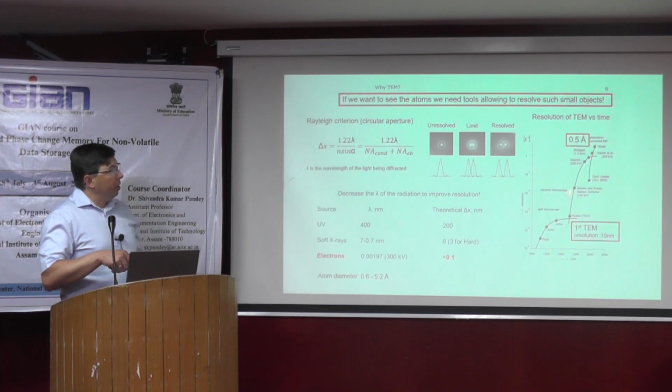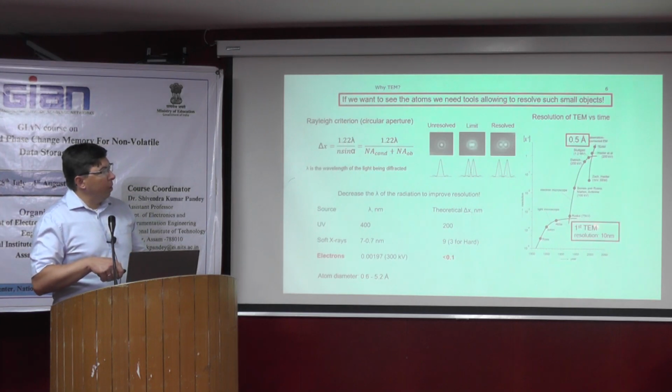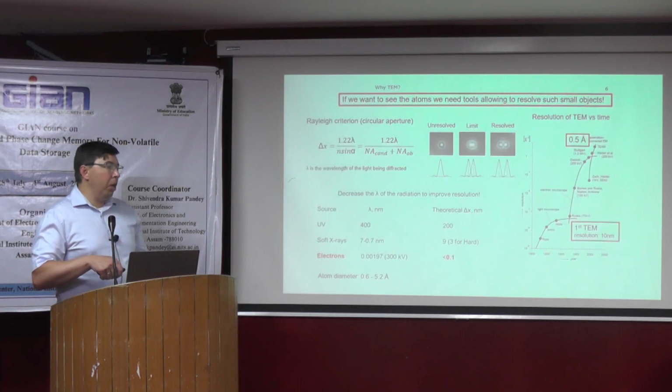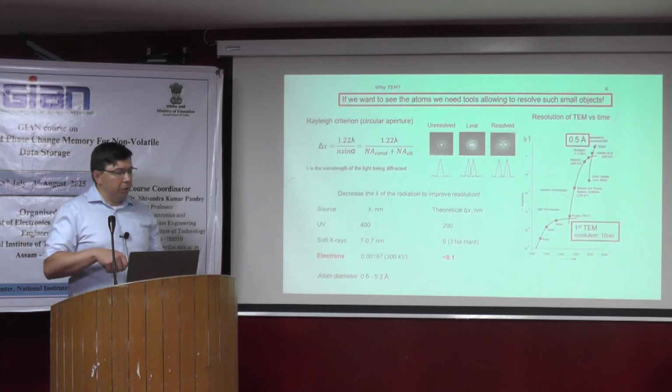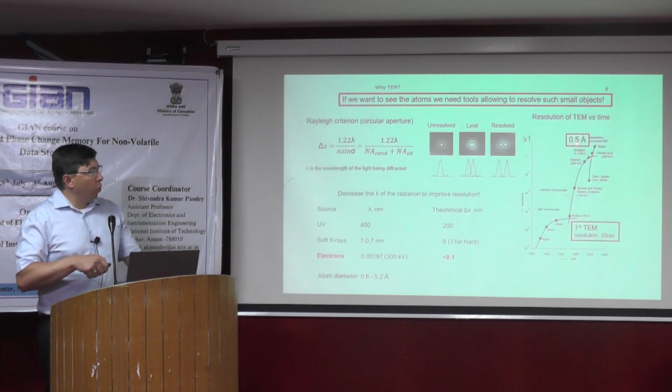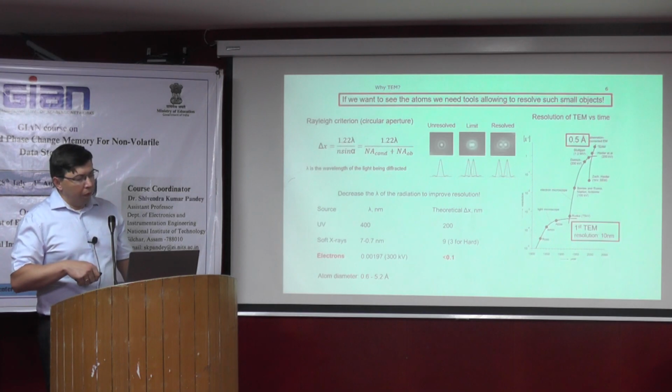And then after here there was a little bit of improvement in resolution, and then in this year Harald Rose introduced aberration correction. The first TEMs had a resolution of about 10 nanometers. It was also nice to resolve some biological objects and see them directly. The new era of microscopes allowed a resolution of 0.5 angstrom. So you can see here the atomic diameter between 0.6 and the resolution 0.5.